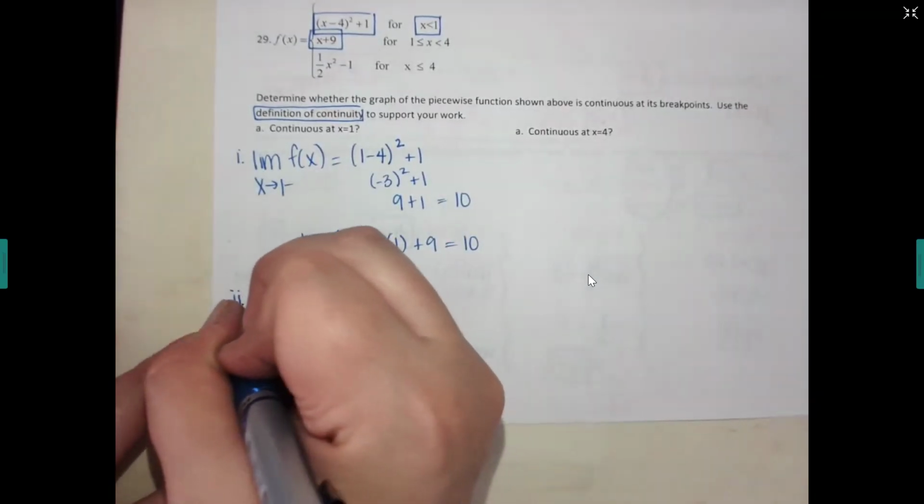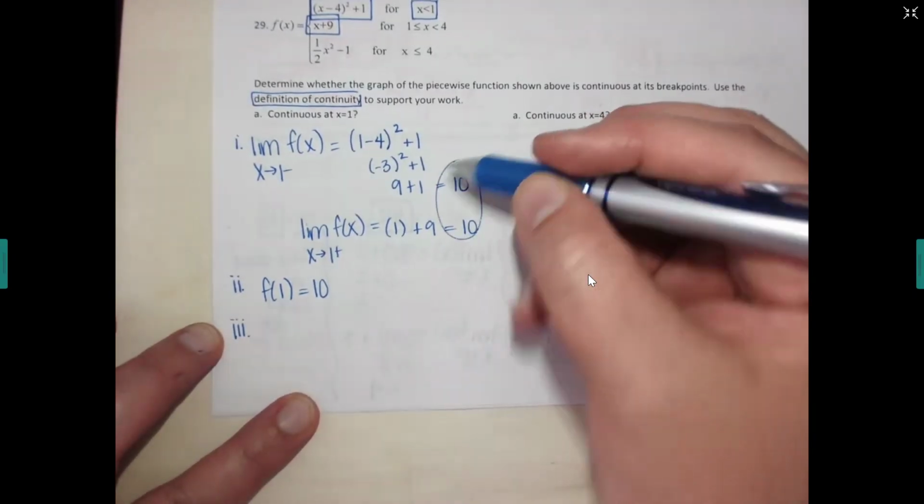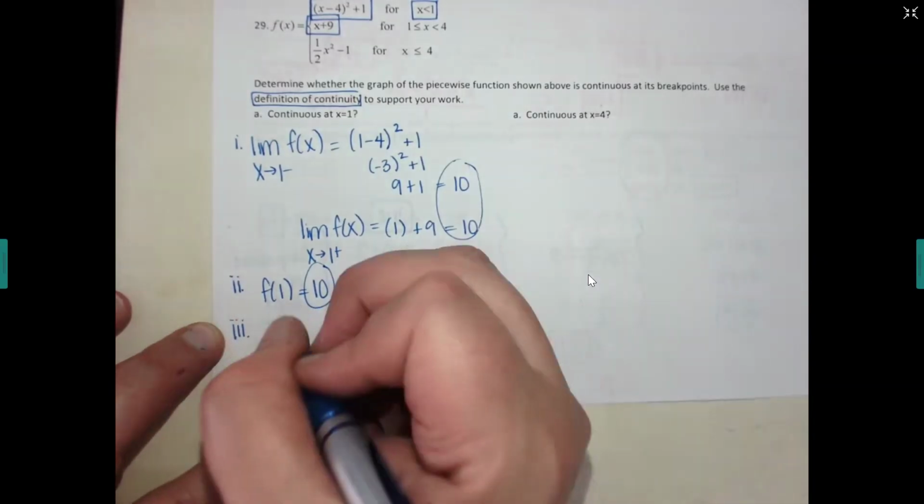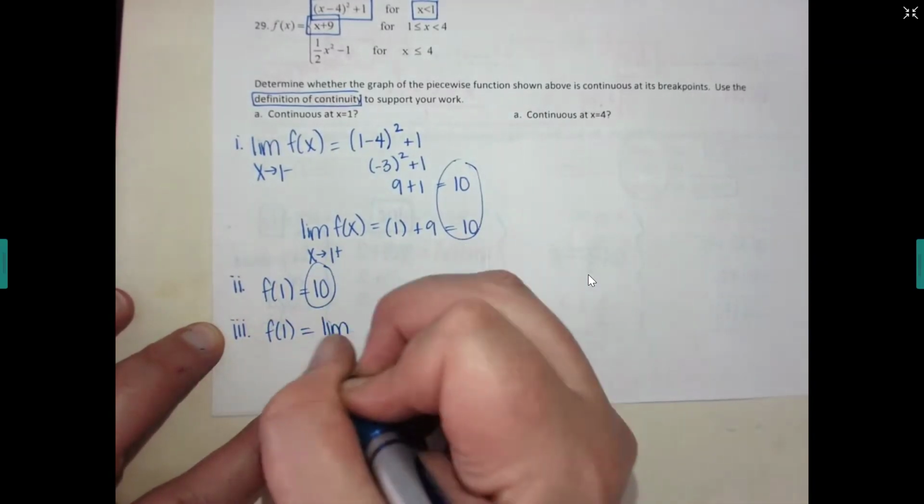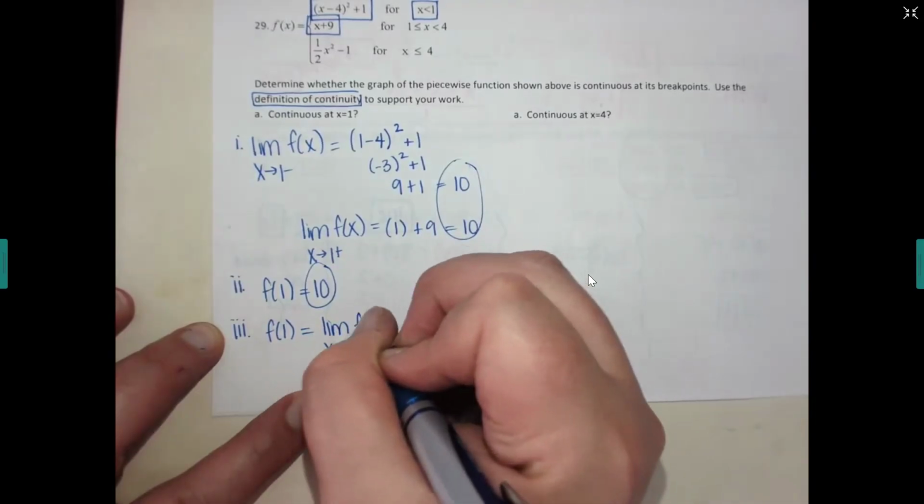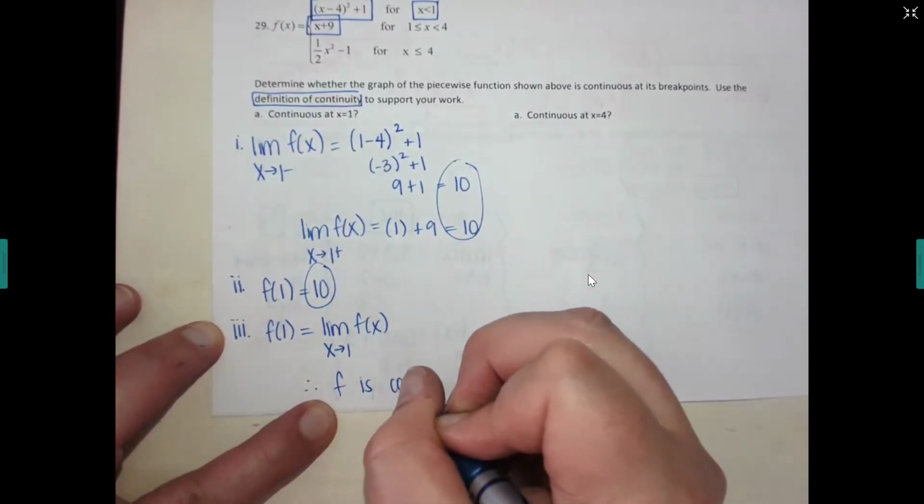Okay, but I'm looking for an equal to on my x of 1. Then the third one is that those had to match. Do they? My limit came out to 10, my y value came out to 10, so I just have to state that f of 1 and the limit as x approaches 1 did come out the same. Therefore, yes, f is continuous.